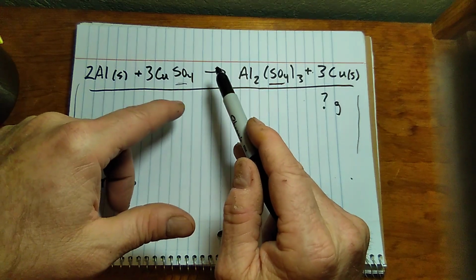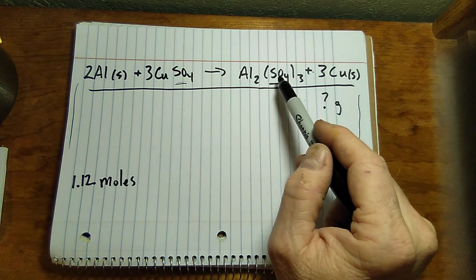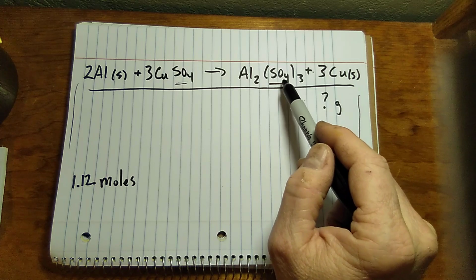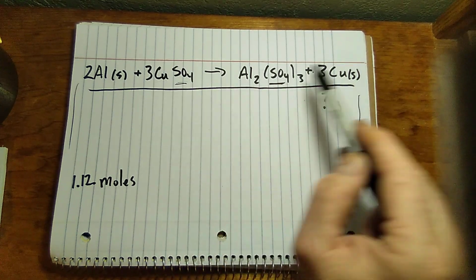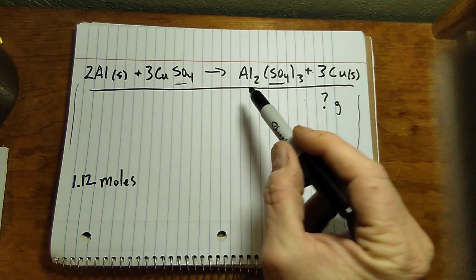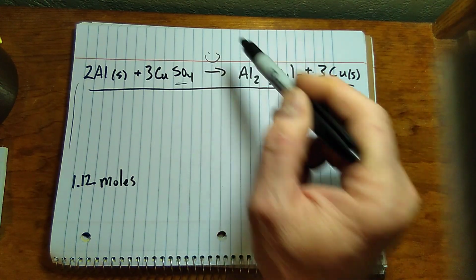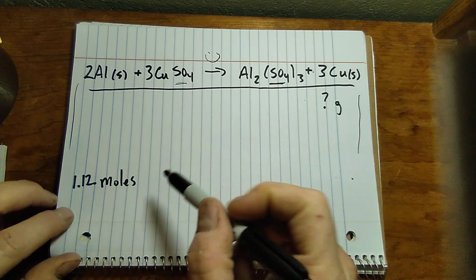So that's an easy way to do your balancing very quickly if you have these polyatomic ions. Don't worry about the O and the S individually. Take it as a whole. So 3 coppers, 2 aluminums, 2 aluminums. This looks balanced and ready to roll. Let's deal with the question.